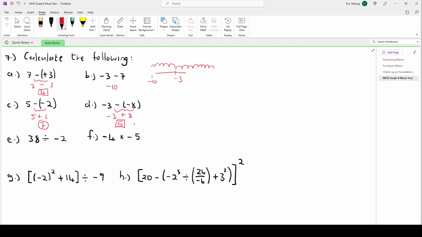Okay, number E. 38 divided by negative 2. So we've got a positive and a negative. That gives us a negative. And then 38 divided by 2 is 19. Okay, that's as easy as that.